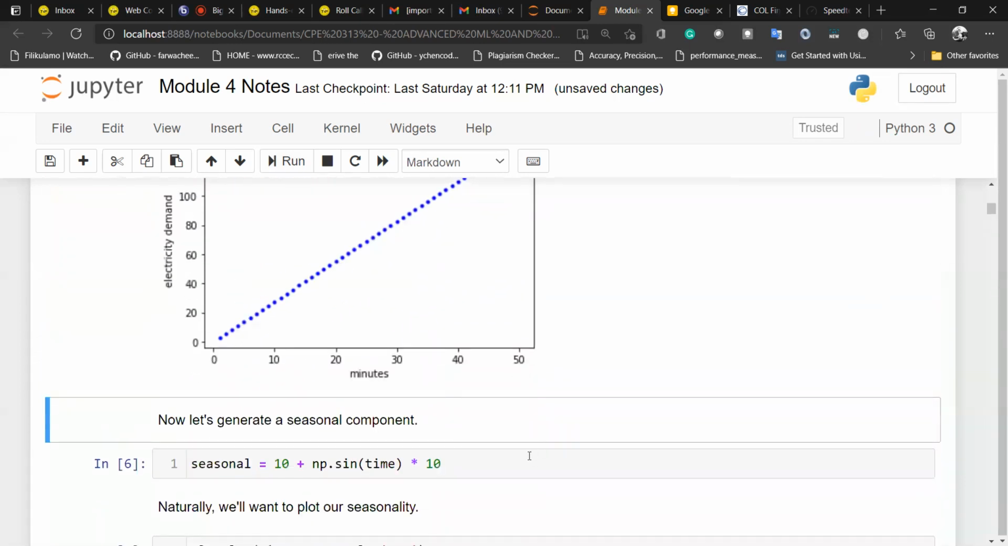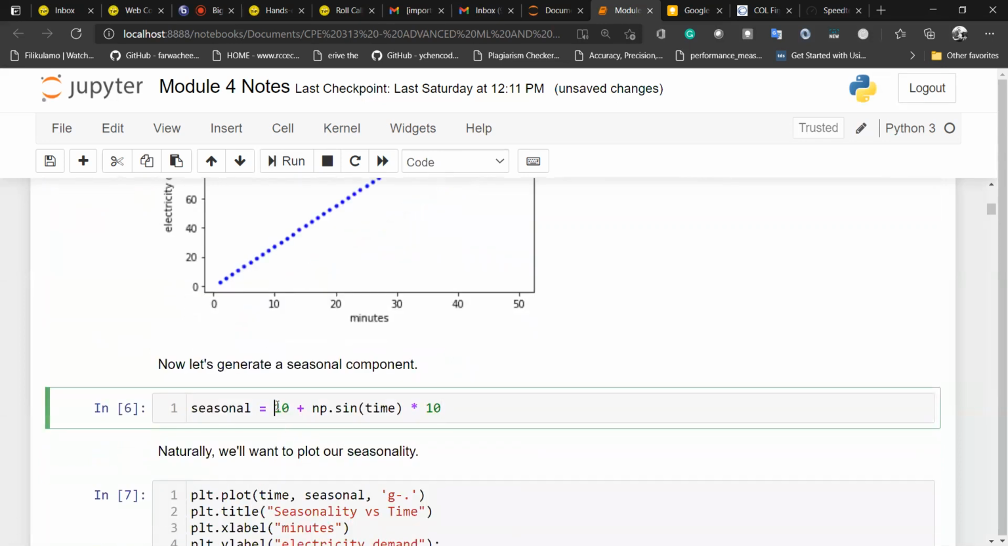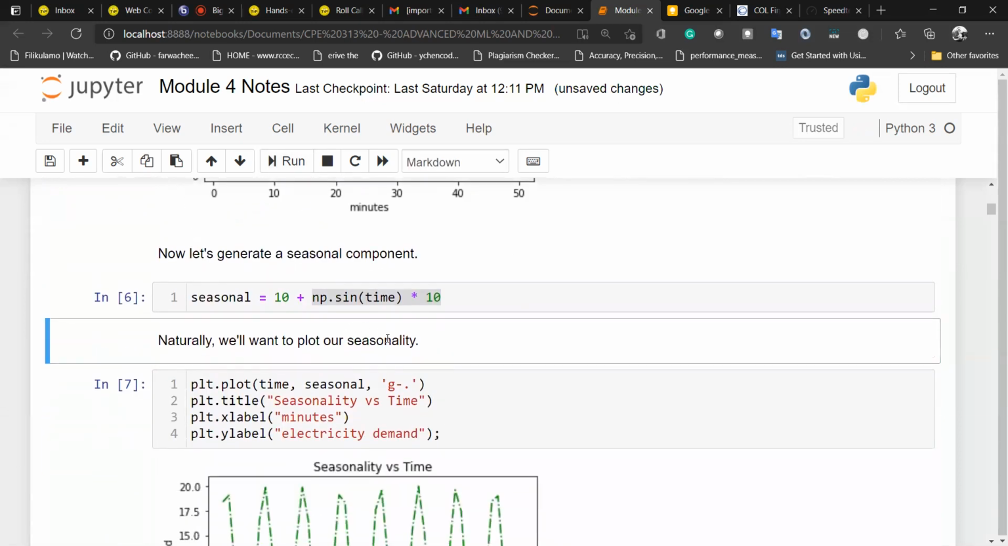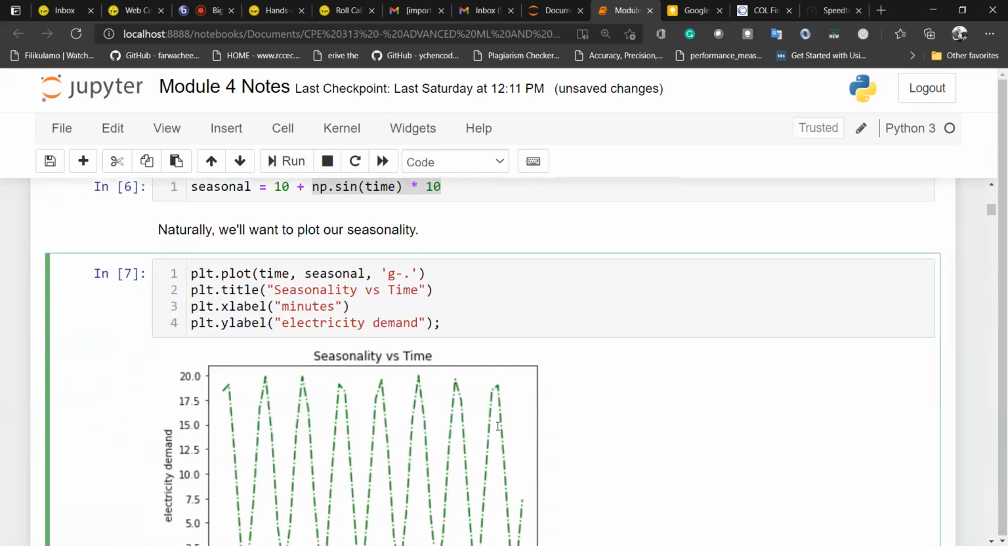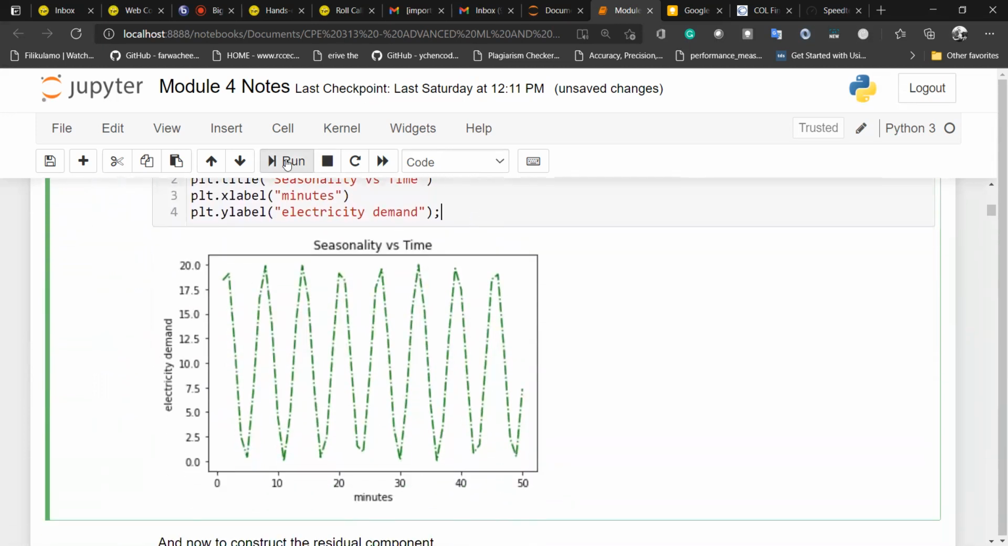And now let's try to generate a seasonal component. How do we do that? No? So we do that by adding 10. And then, of course, we need to use sine of the time multiplied by 10. So this is a NumPy. So basically, yan yung iraran natin. And then we plot the seasonality. Okay? So this is the seasonality versus the time. As you can see from here. So basically, yung nakita nyong image from above, ito rin yung pinapakita rito na image.